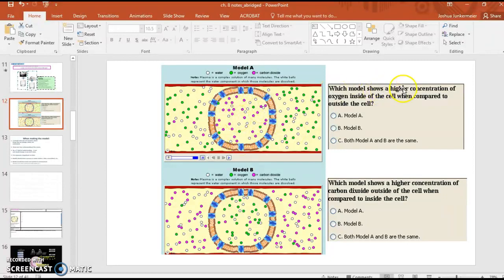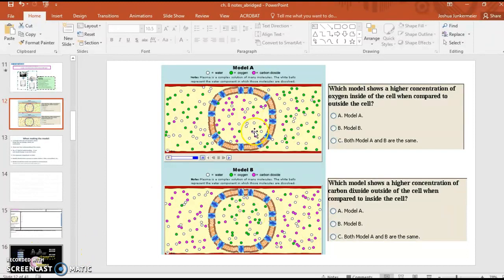It says, which model shows a higher concentration of oxygen inside of the cell? You have model A, model B. Which one has more green solutes in it? Then you choose your answer. Then it says, which model shows a higher concentration of carbon dioxide outside of the cell when compared to the inside?